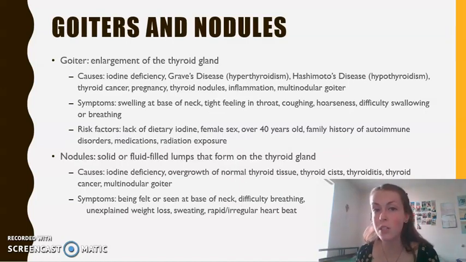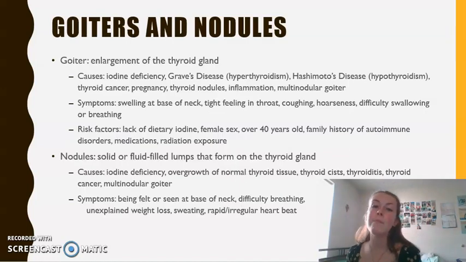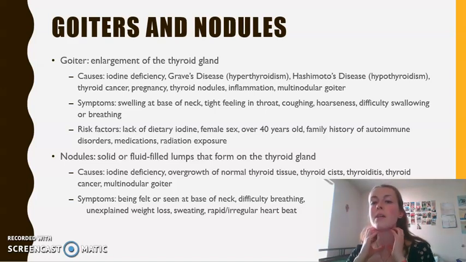Goiter, enlarged thyroid gland. Most commonly caused by iodine deficiencies in third world countries. It might also result from Graves' disease with hyperthyroidism or Hashimoto's disease, hypothyroidism, thyroid cancer, pregnancy, thyroid nodules, inflammation, multinodular goiter. And when there is a goiter, you will see it physically. It's a big lump right here at the base of your neck.